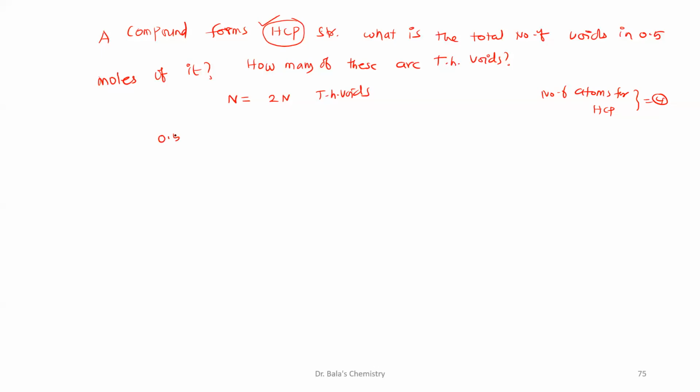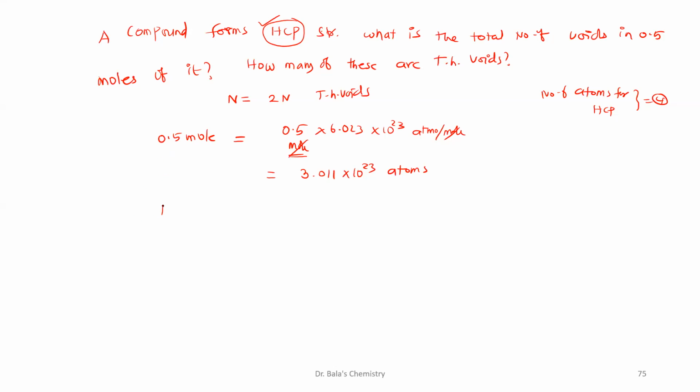So here they given 0.5 moles. 0.5 moles means 0.5 into 6.023 into 10 power 23 atoms per mole. Then mole per mole is getting cancelled. If you solve this, you will get 3.011 into 10 power 23 atoms. 0.5 mole means 3.011 into 10 power 23 atoms.